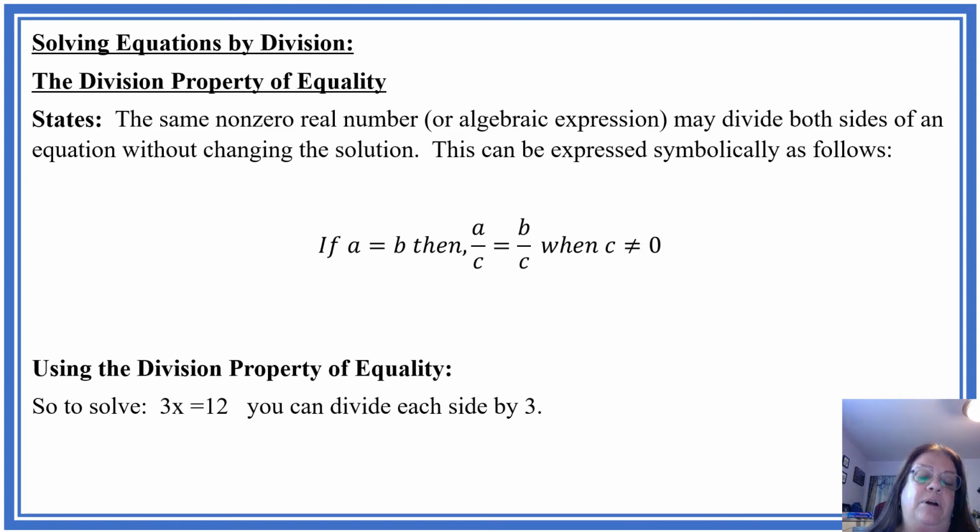Using the division property of equality, solve 3x equals 12. Well, what we're going to do is divide each side by 3. Now, when I do that, I can cross out the 3's on the side with the x. But remember, 12 is 3 times 4, so I can get rid of those 3's. And I'm left with 4. There we go. All right, next.